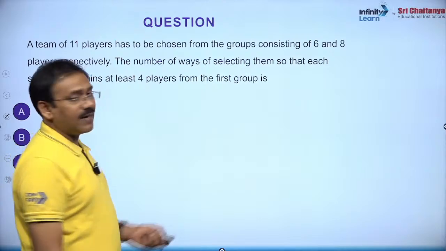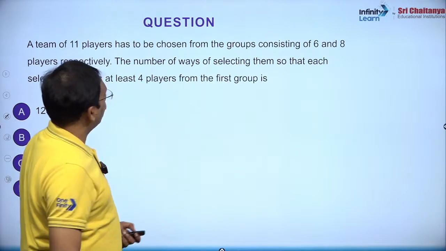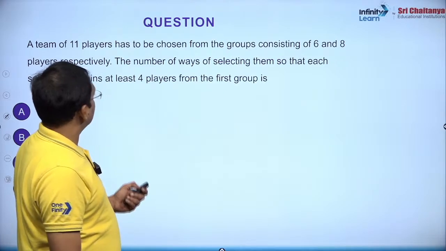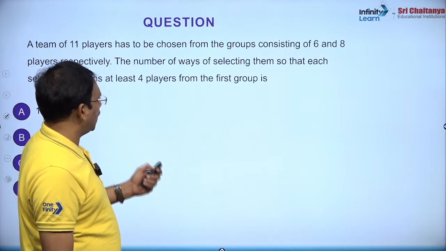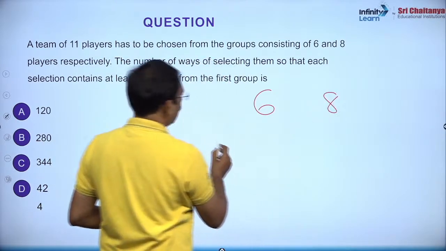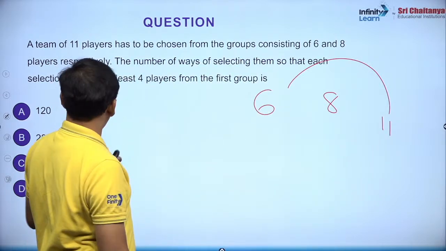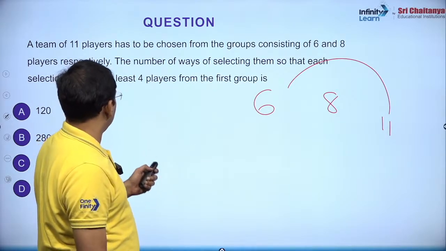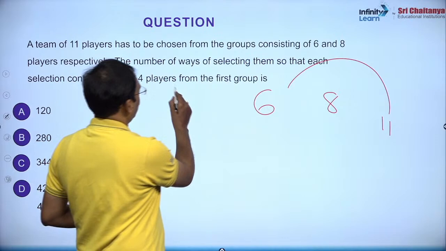The next, you see, a team of 11, this concept is done. A team of 11 are to be chosen from the group consisting of 6 and 8 players respectively. The number of ways of selecting them so that each selection contains at least 4 players from first group. You see, there are 6 here and 8 here. Altogether, I have to select only 11 students, right?